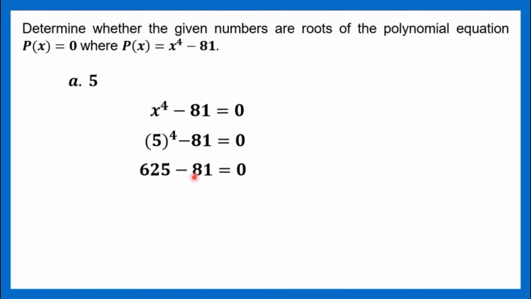Ayan. So, 625 minus 81 is equal to 0. Tapos, subtract na lang natin. So, sabi nga natin, kailangan maging 0 yan. Pag hindi yan naging 0, ibig sabihin, hindi root yung 5. So, let's subtract.